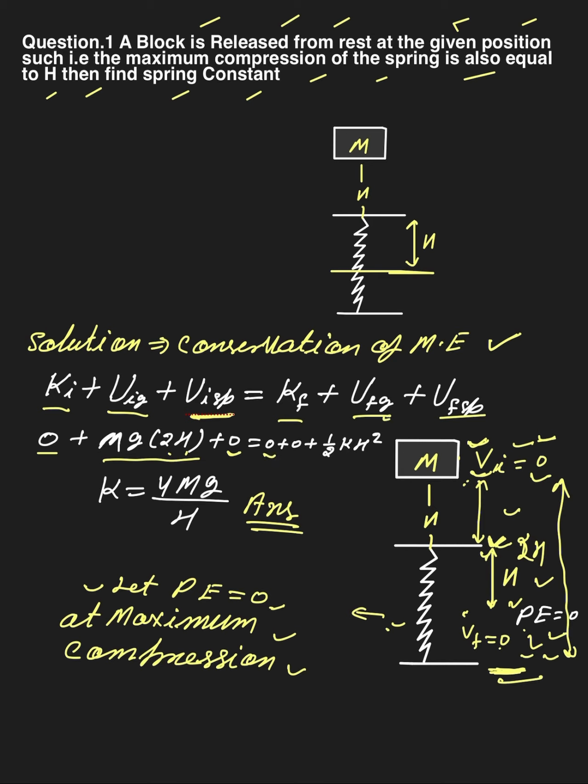Now what is the potential energy due to gravity at that point? That is 0. Why? Because we have taken that as the reference point. And the spring potential energy is half k into the maximum compression, that is capital H, so half k into capital H squared. After solving we get k equal to 4 mg divided by capital H, which is the final answer. If any doubt, then comment it.